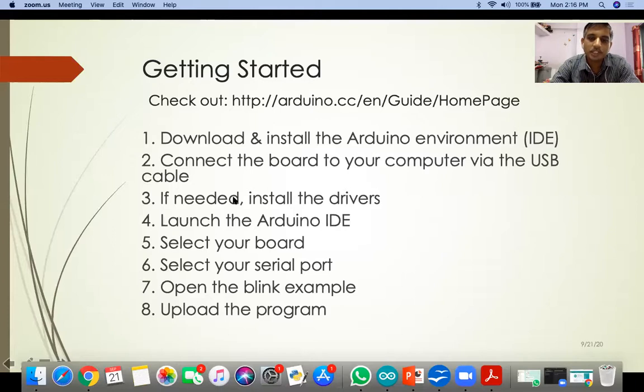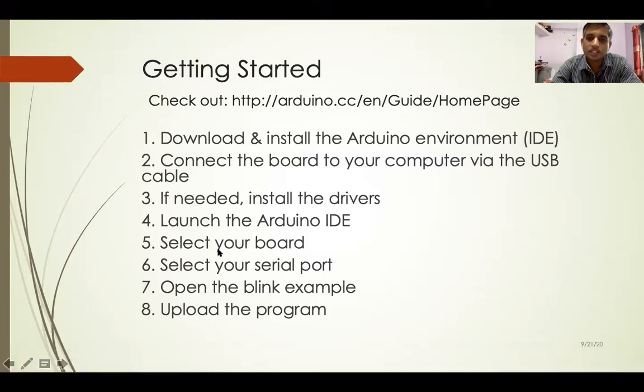Now the next step is to launch the Arduino IDE. How to launch any software, we already know that. Just double click on the Arduino IDE and it will be launched. The next step is to select your board. The board has to be selected because we already saw in the morning session that there are different types of boards available for Arduino. You know which Arduino you are using, Mega, Mini, or NodeMCU, and you have to select your board.